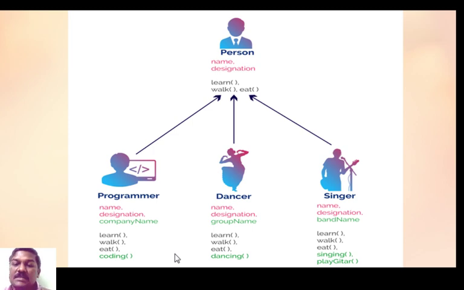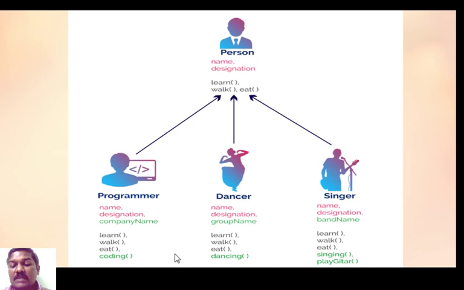Assume that person is called a superclass. All human beings, we call it a person. So by applying the person, assume that a programmer here is a subclass derived from the person. That means each and every human being is a person. So by applying this concept, we can call programmer a derived class. Similarly, dancer and singer are all called derived classes. They are derived from the concept called person.